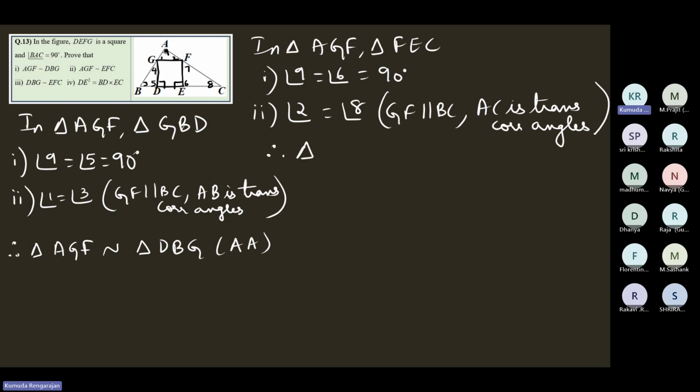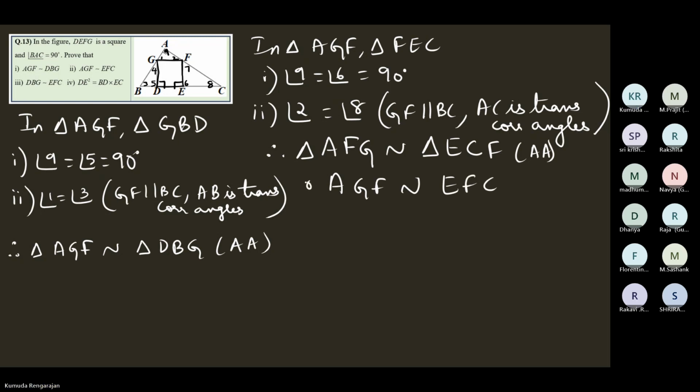So therefore, in the triangles, A is 90 degrees, E is 90 degrees. Then angle 2 is F here and 2 is equal to 8, so it is C. Then the third vertex, G, E, C. But in the question, it's given AGF. So if you write AGF, you should write EFC. AGF is similar to EFC.